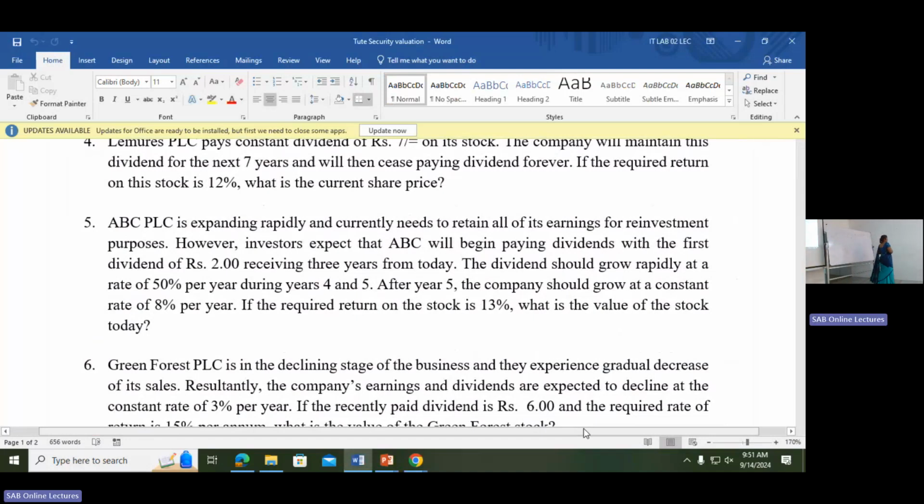So you have to value this share at year 5. After year 5 there will be a constant growth of dividend for a long period. So value at year 5 is equal to D6 divided by required rate of return minus constant growth rate. D6 you can work out: 4.50 increased by 8%, divided by the required rate of return of 13% minus the constant growth rate of 8%. That is the value.